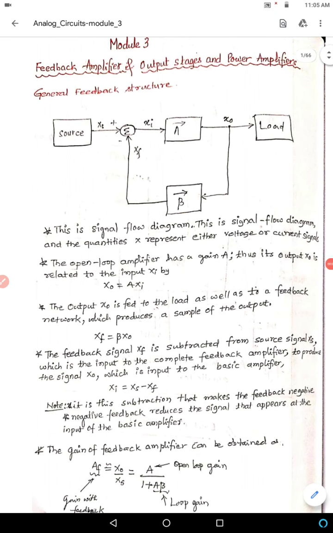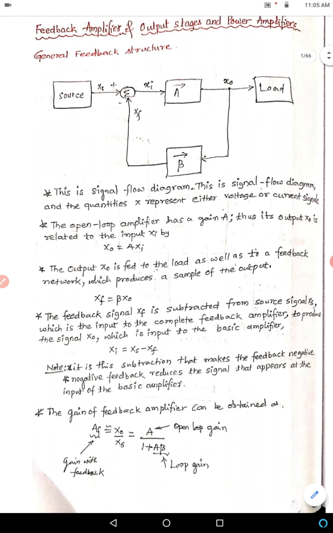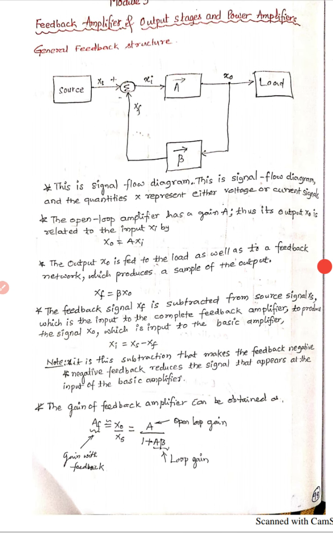Here we'll discuss Module 3, that is feedback amplifiers, output stages and power amplifiers. In the first part we can divide it as feedback amplifiers, then the output stages, and the last one is the power amplifier. Here in the first part we'll discuss what we mean by feedback, and afterwards the properties of feedback and types of feedback.